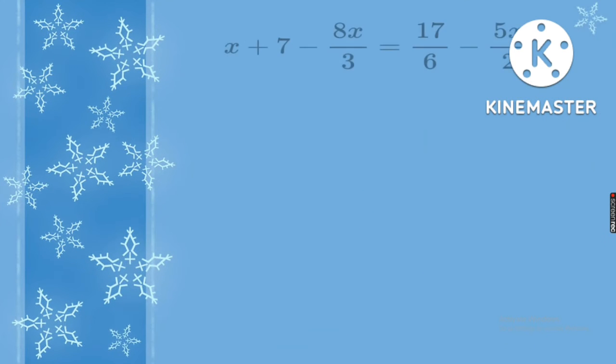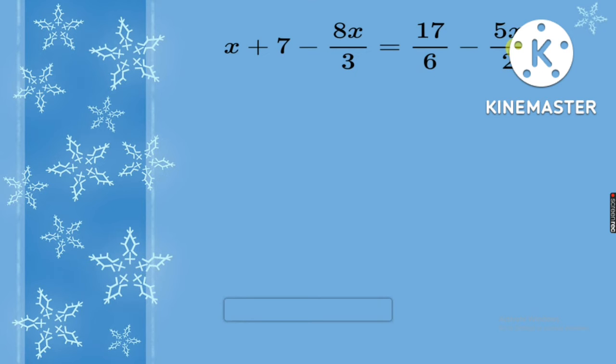Let us move on to the next example. Here is our next problem. It says x plus 7 minus 8x upon 3 is equal to 17 upon 6 minus 5x upon 2. Now what would we do?